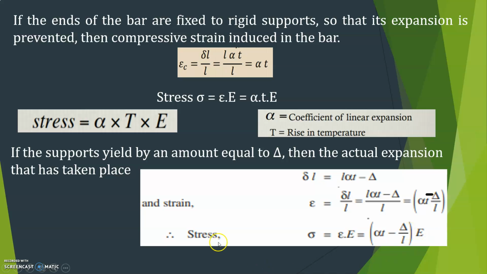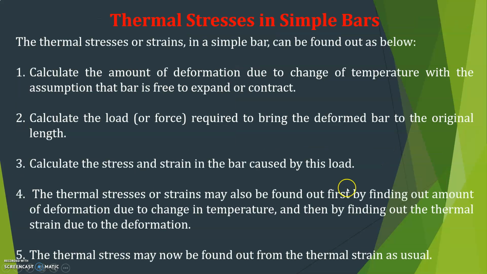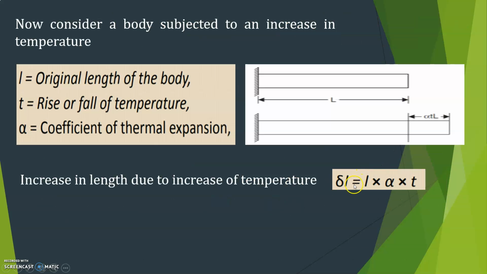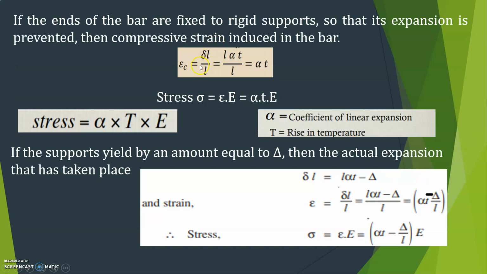So these things you have to remember. First, what is deformation? Deformation is given by the formula L into alpha into T. Based on this you can find strain. Strain is equal to alpha into T. How do you calculate stress? You know the relationship between stress, strain and Young's modulus, so stress is equal to strain into Young's modulus, which is alpha T into E. This is stress, and this is strain.